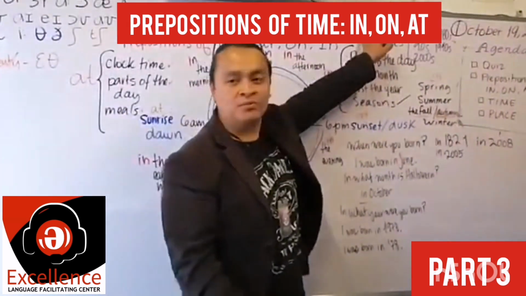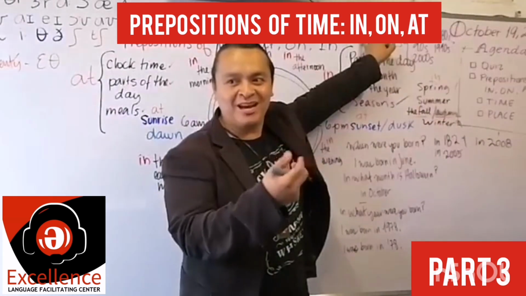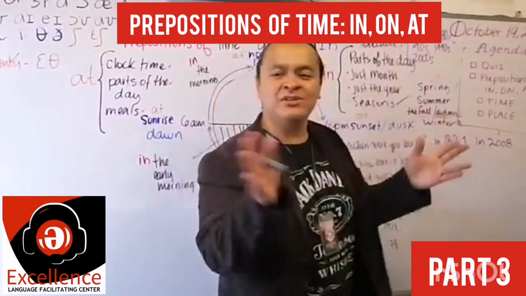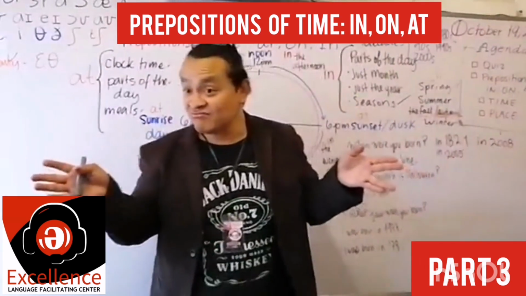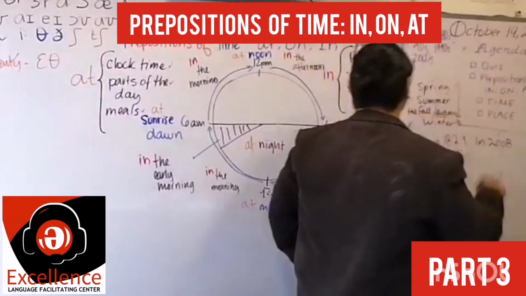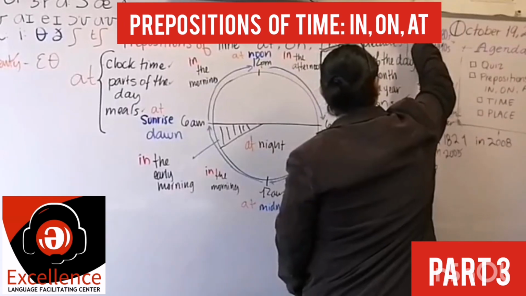Centuries. Remember the "th"? We're going to pronounce it as "th", right? Centuries. A century is what? 100 years. Every 100 years. Yeah, exactly. So we could say in the 14th, what?